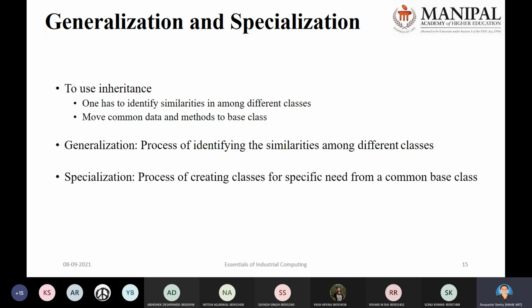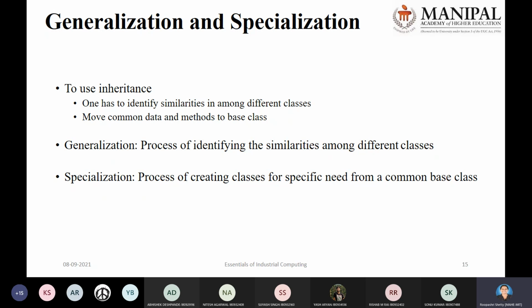You consider housing loan class, car loan class, personal loan class, and business loan class. You extract the similarities and you put them in one class, that will become the base class. And to construct the base class, whatever classes you have used are called derived classes. So housing loan class, car loan class, business loan class, personal loan class, these all become the derived classes. Okay, that is the concept of generalization.